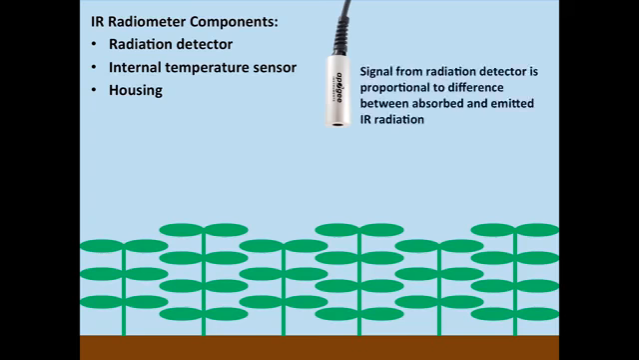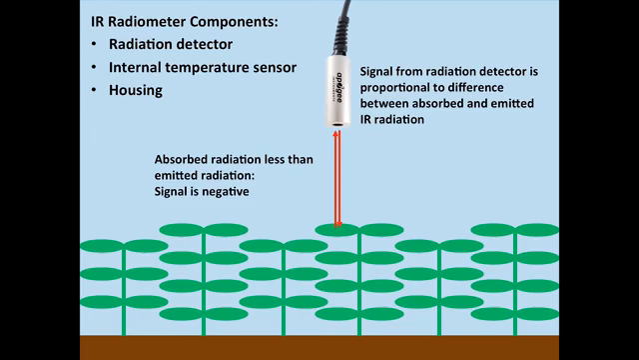The signal generated by the radiation detector is proportional to the difference between the radiation being absorbed by the detector and also the radiation being emitted by the detector. So all surfaces or objects that have a temperature above absolute zero emit infrared radiation. The detector in the radiometer is absorbing the radiation that's emitted towards it. At the same time, the detector is emitting radiation. So the signal will be dependent on the difference between these two radiation streams.